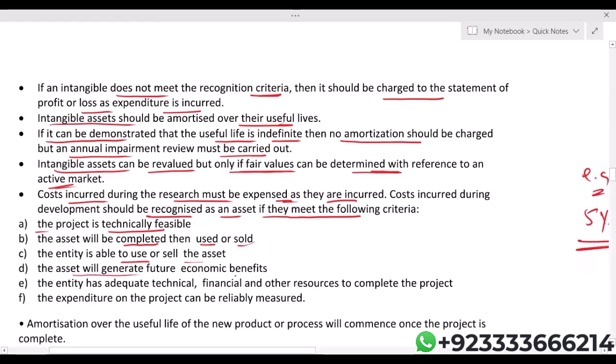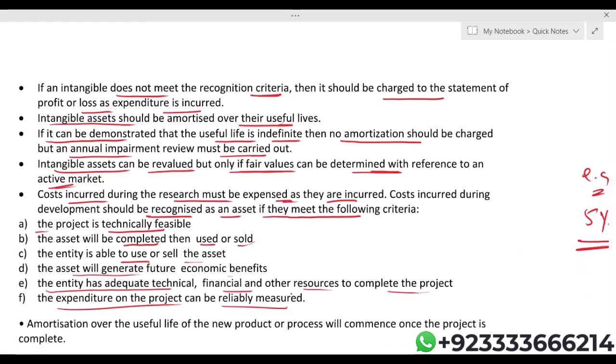The asset will generate future economic benefits. When we say future economic benefit, it means if you are going to utilize the asset, obviously you will be getting future economic benefits, or by selling you will be getting future economic benefits. The entity has adequate technical, financial, and other resources to complete the project. So technical resources are fully there. Financially, they don't have any problem at all. The expenditure on the project can be reliably measured. So we can measure the expenditure on the project reliably.